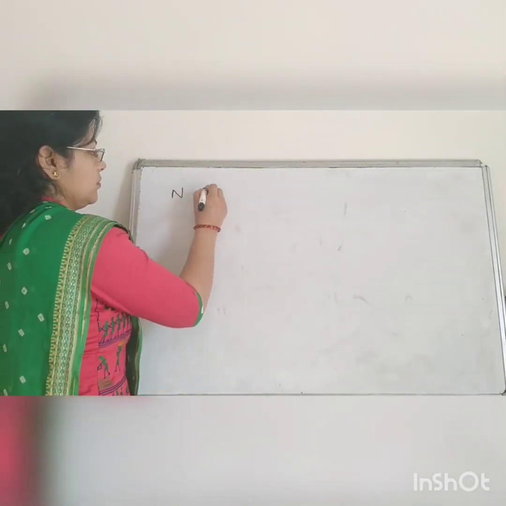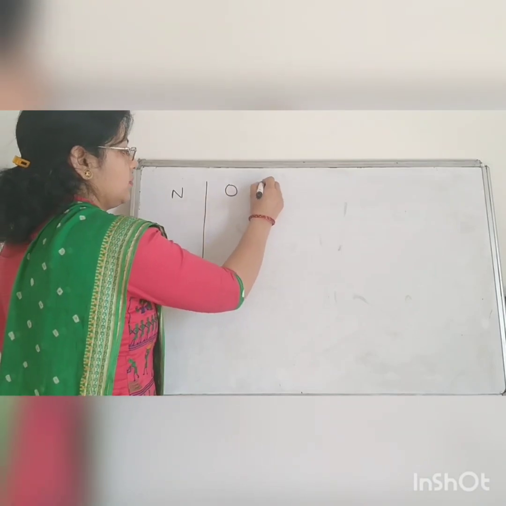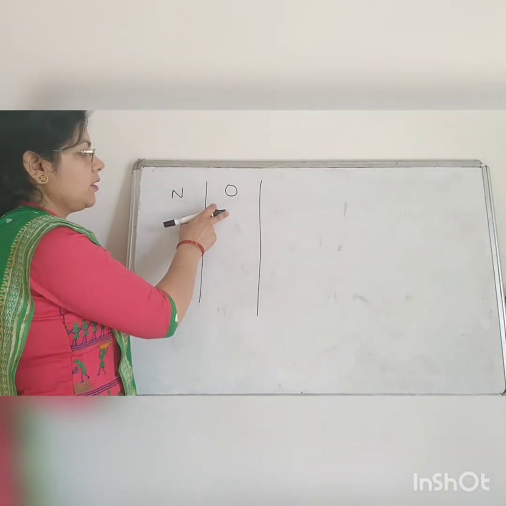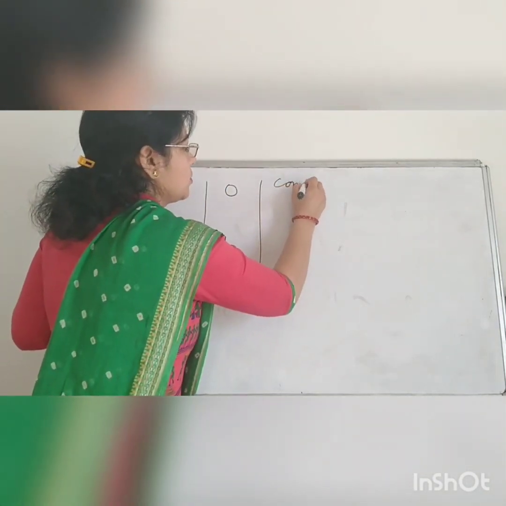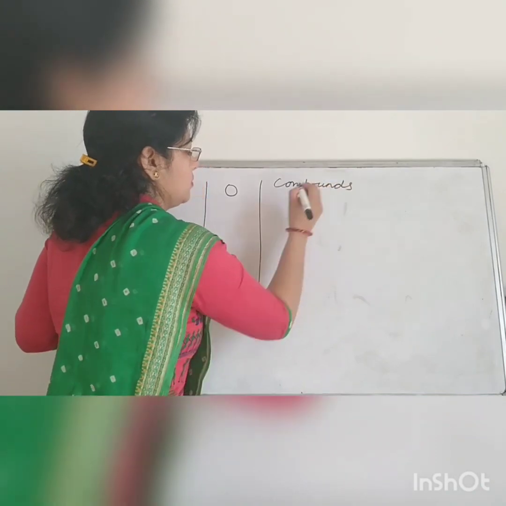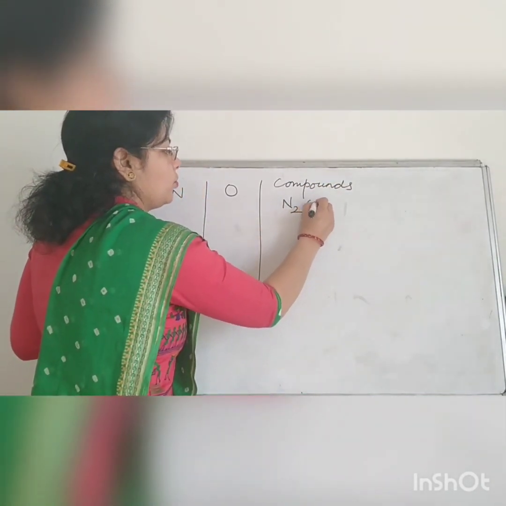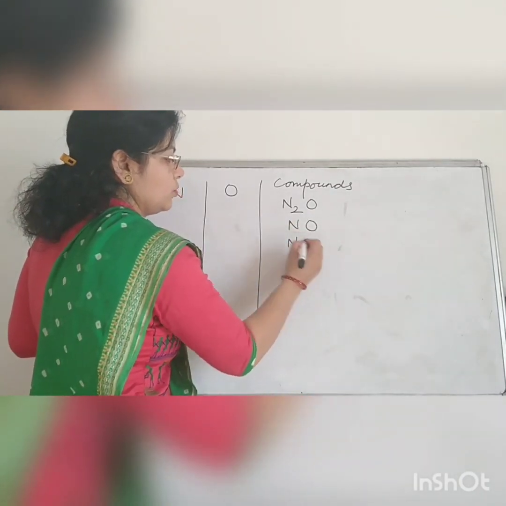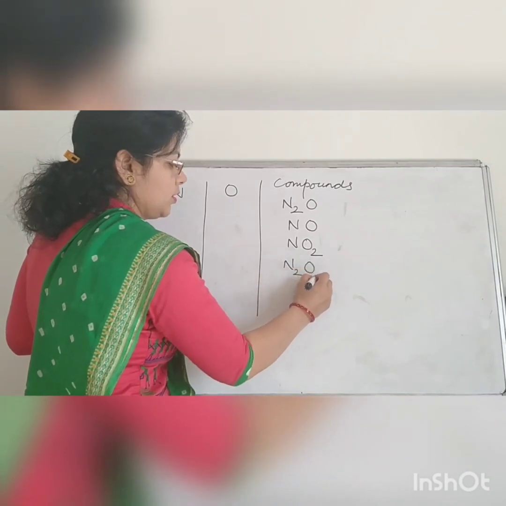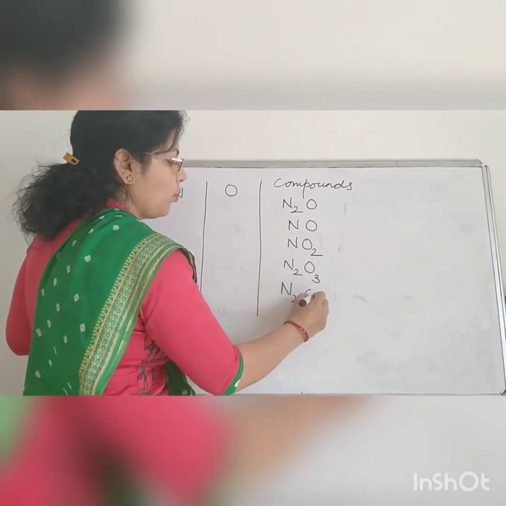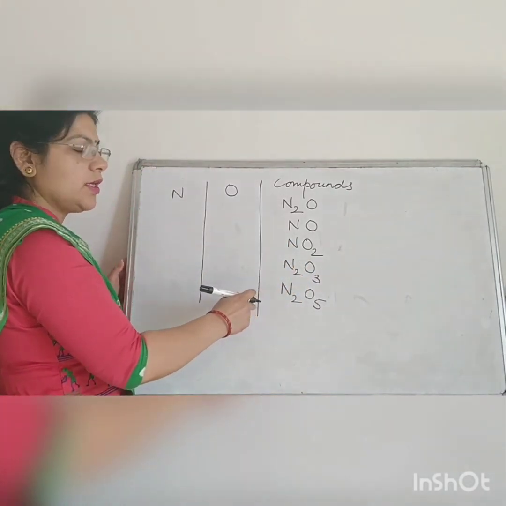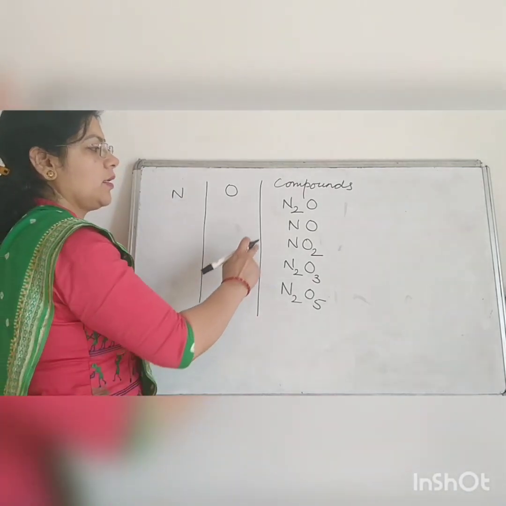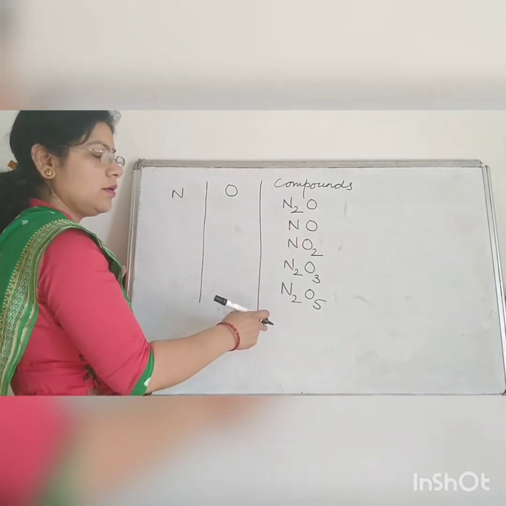Nitrogen and oxygen. As nitrogen and oxygen combine together, they form multiple compounds, and the compounds are N2O, NO, NO2, N2O3 and N2O5. These are 5 multiple compounds of nitrogen and oxygen. The elements are the same, that is nitrogen and oxygen, and the compounds are different.